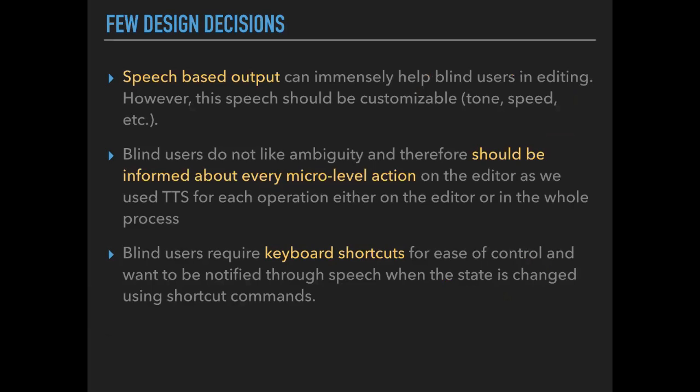Some design decisions we have taken: for example, speech-based output was key for blind users. Another thing we learned is that blind users do not like ambiguity and therefore should be informed about every micro level action. When you fix things for them, you have to tell them that you have fixed things. They don't want complete control taken away. When we were working with our designers, very often they thought that we don't need to inform these people because they can't see. Even if they can't see, they want to have complete control over the system. Any change should be informed to them. That's a very important thing.